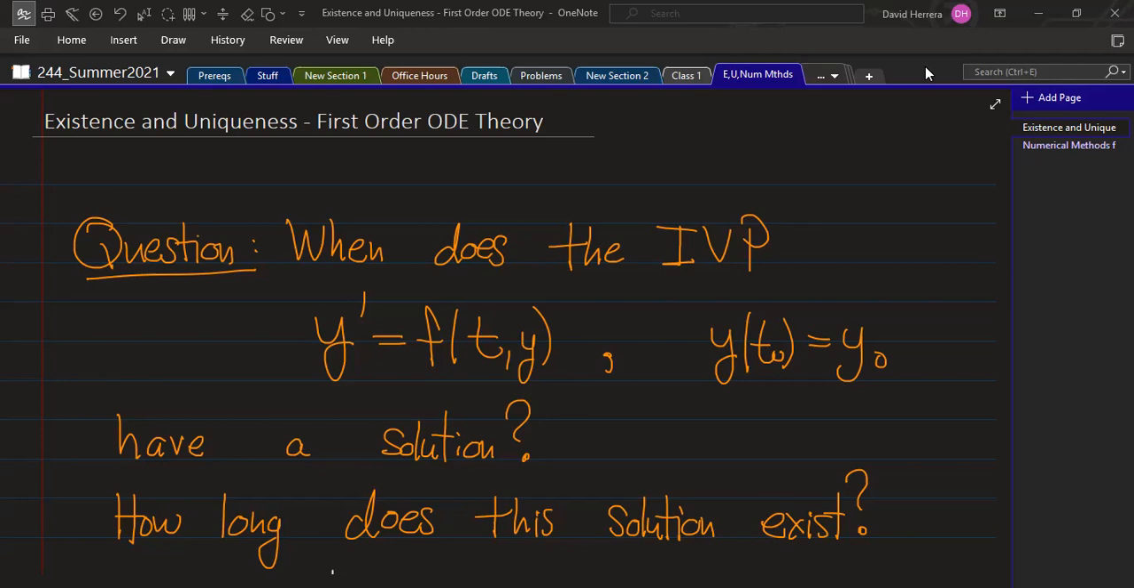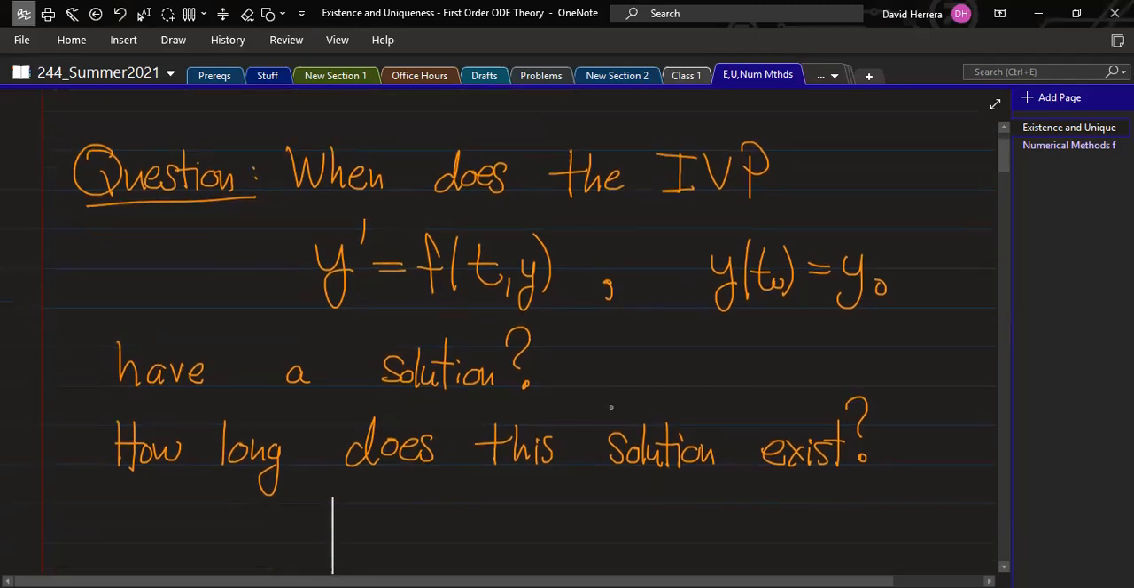So the question, just to remind you, is that we have an initial value problem. So it's a differential equation along with some initial condition. And we want to know, how long does this initial value problem exist as a solution? Is there even a solution?